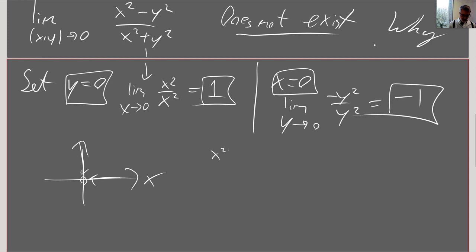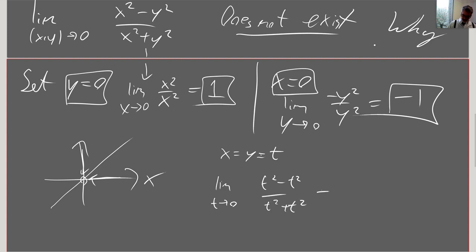let's say x is y is t. So here we're looking at this line here. And then what's the limit as t goes to 0? Well, we're going to get t squared minus t squared over t squared plus t squared. So that's going to be 0. So along this line, we're getting 0.